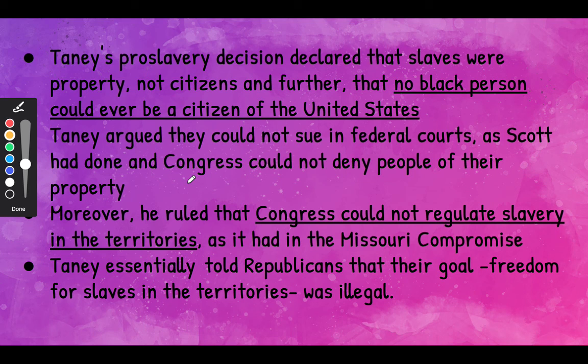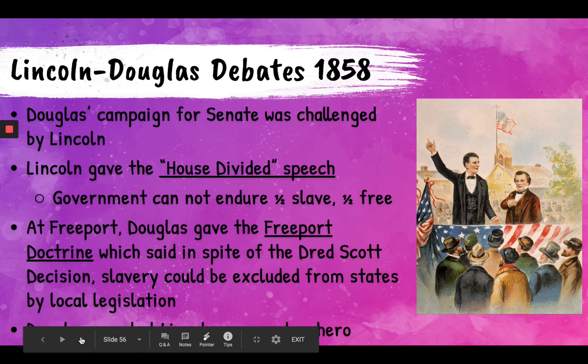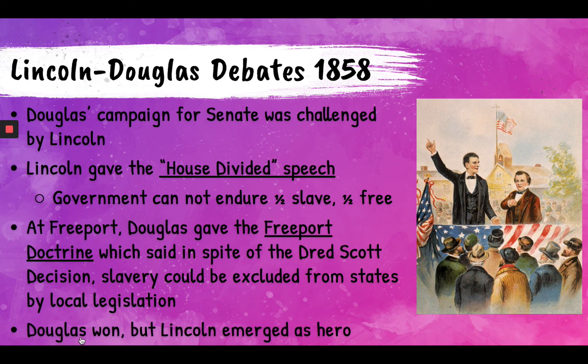Moreover, Taney ruled that Congress could not regulate slavery. This is big because it overruled the Missouri Compromise. Congress can't say, oh, you can have slaves here but not here. Congress can't be over that decision. So Taney essentially told Republicans that their goal, freedom for slaves in the territories, was illegal. Wah, wah, wah. So kind of answering the question of what impact did this decision have on other slaves, it kind of defeated their hopes of ever being free by moving to the West or by purchasing their freedom, because even if they did, they would never be able to become a citizen.